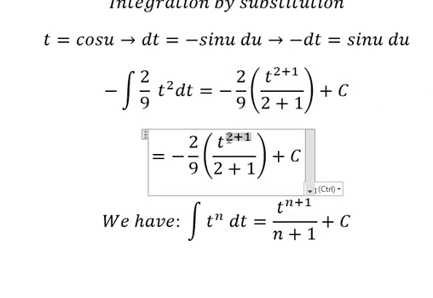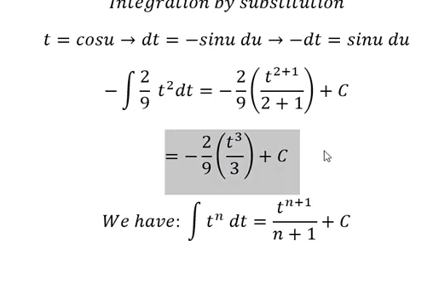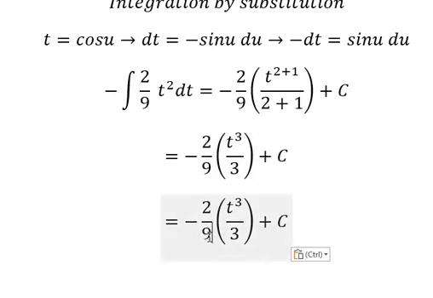This one we have number 3. Number 9 and number 3 we have 27.